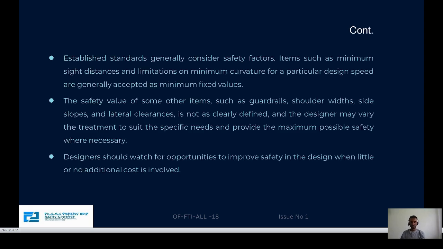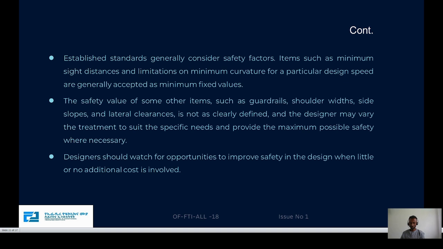Established standards generally consider safety factors such as minimum sight distance and limitations on minimum curvatures on horizontal alignment for particular design speeds, which are generally accepted as minimum fixed values. So every horizontal curve as well as the sight distances must be greater than the minimum values. Safety is also related to guard rails, shoulder widths, side slopes, and lateral clearance, which are very important to maximizing the possibility of safety where it is necessary.